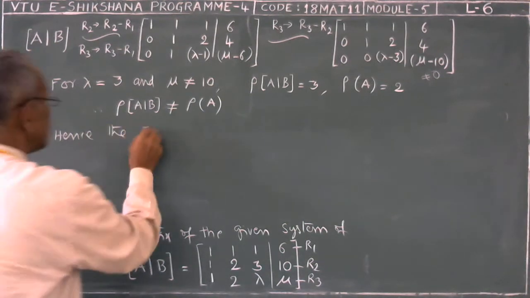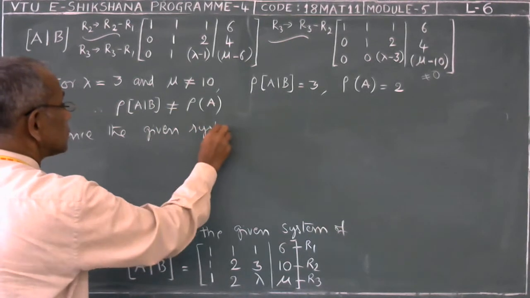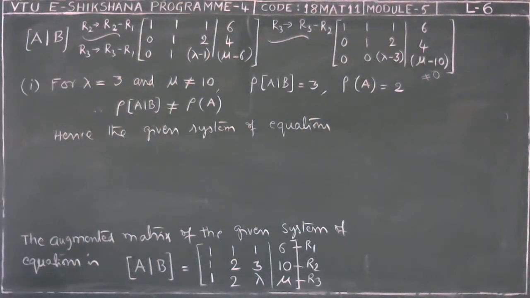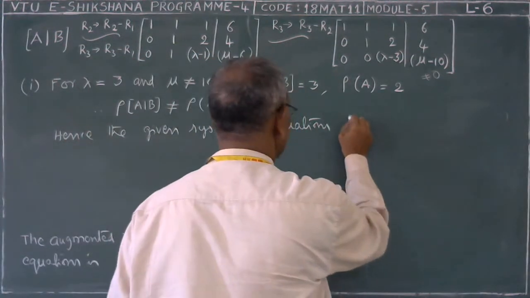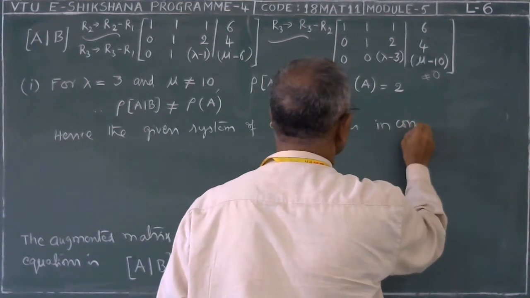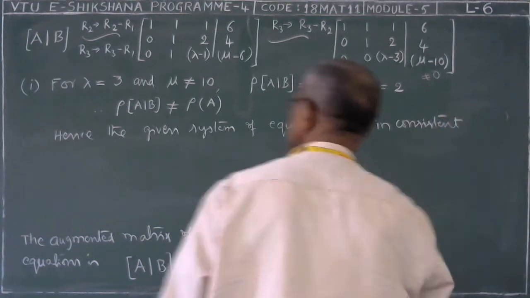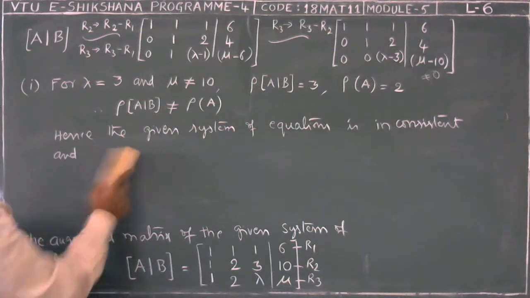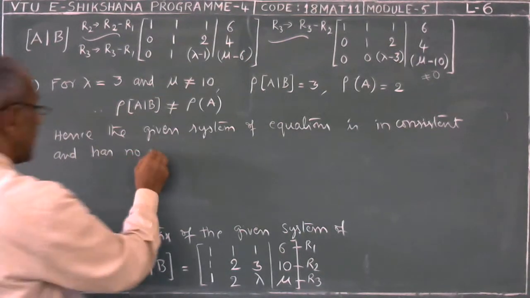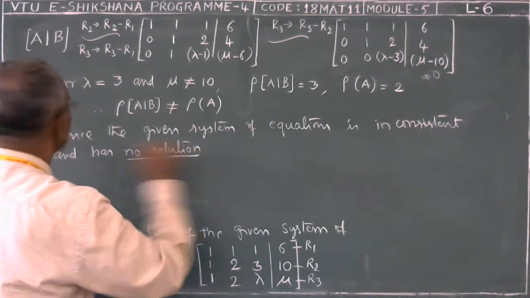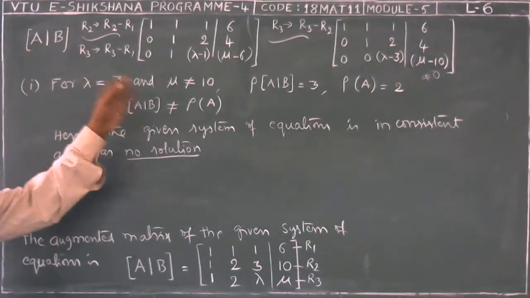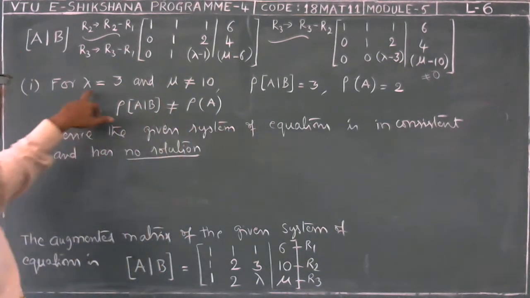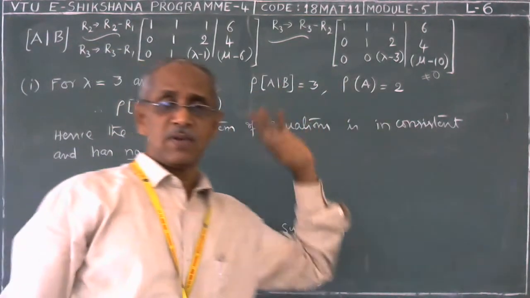Hence, the given system of equations is inconsistent and has no solution. So this is the answer to question number 1: for what values of lambda and mu does the system have no solution? For lambda equal to 3 and mu not equal to 10, the given system of equations has no solution.